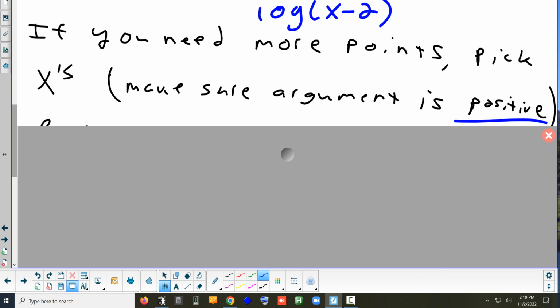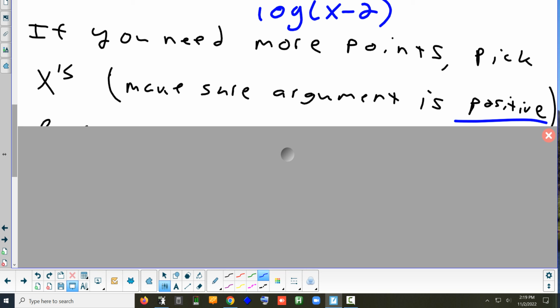So if I wanted to graph something like that, I cannot plug in 0 for x. What's 0 minus 2? Negative 2. That's not good. You cannot take the log of a negative number. You can't even plug in 1. What's 1 minus 2? Negative 1. You can't take the log of negative 1. You can't even take the log of 0. So you can't plug in 2. But you could plug in 2 and a half. You could plug in 3, 4, 5, 6. You could plug in any number bigger than 2.